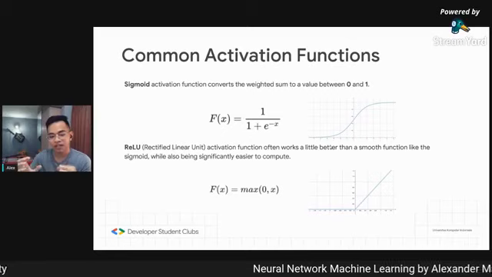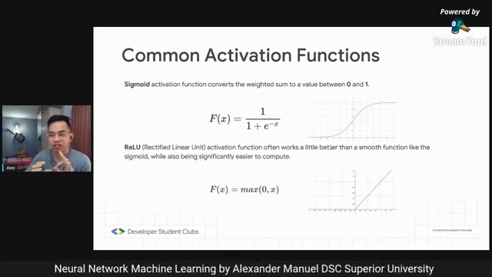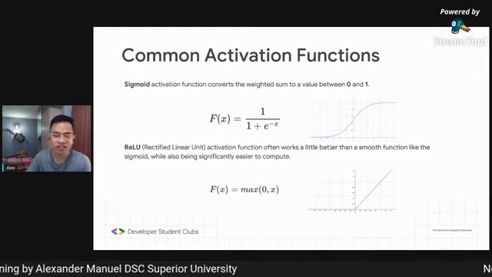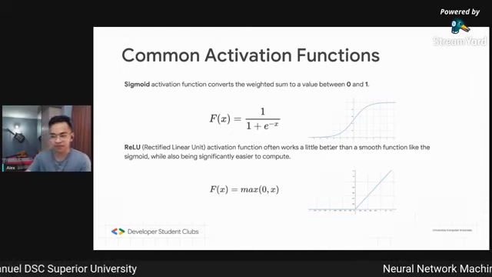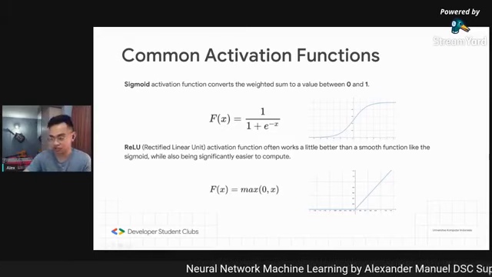And then for ReLU, if the value of the input is 0, then it will be 0 again, so you won't use that. But if the value is x, it goes on like the chart shown here.